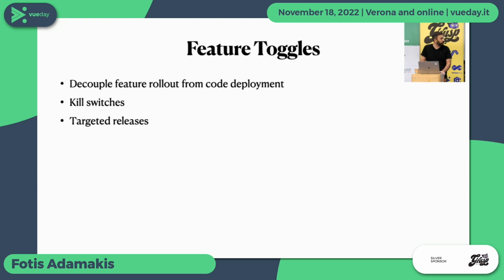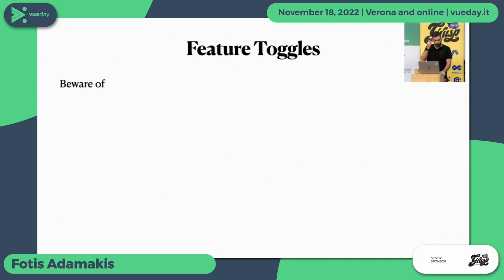Targeted releases: you can enable a feature toggle only for a specific user, only for me, only for people working for Glovo, or for a specific area, only for Italy, let's say, or only for beta testers, to test only for that part of the users. And lastly, our experimentation platform uses feature toggles internally. And some things to be aware of.